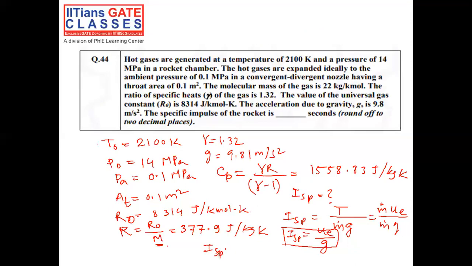Now if we substitute that Ue and g in this equation of specific thrust, we'll get I is equal to 2138.02 divided by 9.38, right? So it will come around 16.23 seconds. So this is the correct option, correct answer.